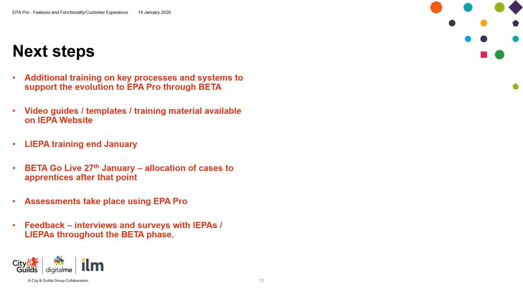As I've said, the LEAPA training is the end of January, and currently the go live for beta is the 27th. And after that point, in theory, allocation of cases could start to certain apprentices, but we're not expecting necessarily a big bang. We're expecting cases to start to trickle in through February, and after that point you may or may not start to be allocated certain apprentices. After that point, if you do accept an allocation, then the assessments can start to take place using EPA Pro.